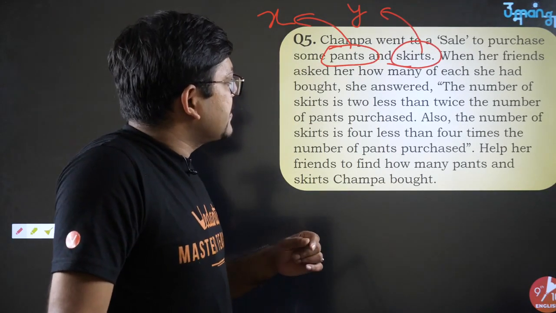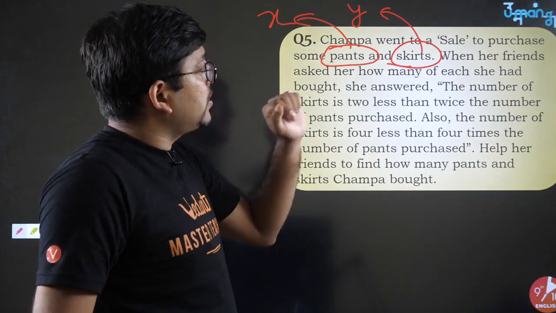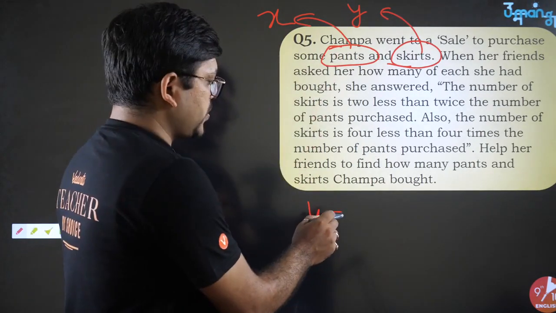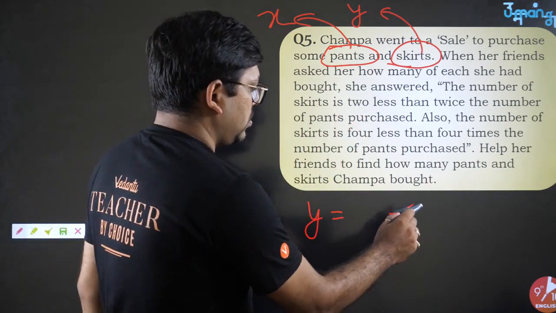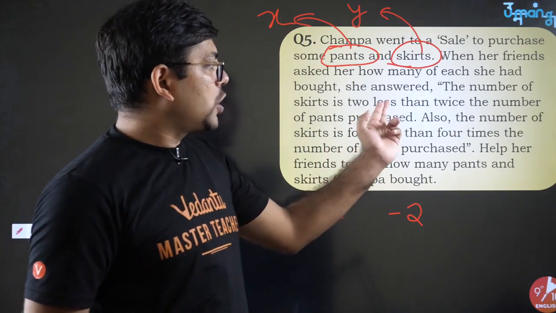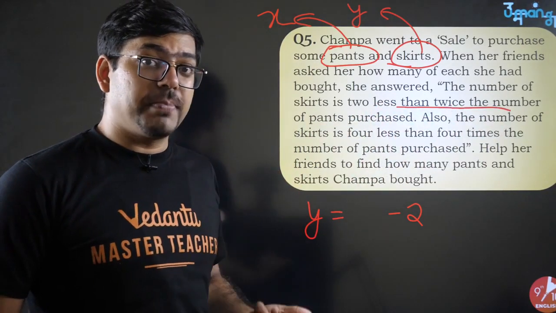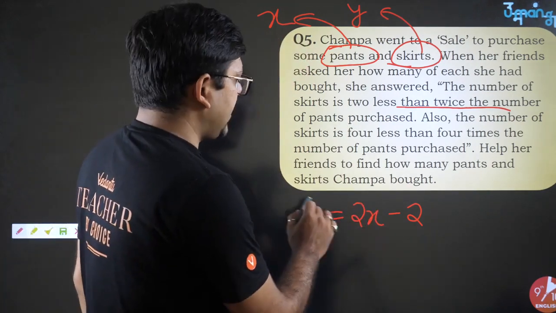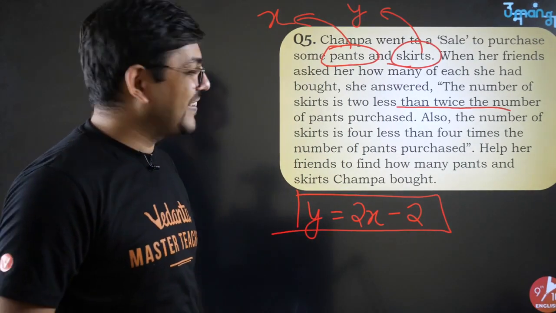So this question says that she answered the number of skirts, how many skirts? y. The number of skirts I'm writing here is equal to 2 less than, means minus 2, 2 less than twice the number of pants. So how many pants she purchased? x. Twice the number means 2x. So we got y equals 2x minus 2. First equation got.